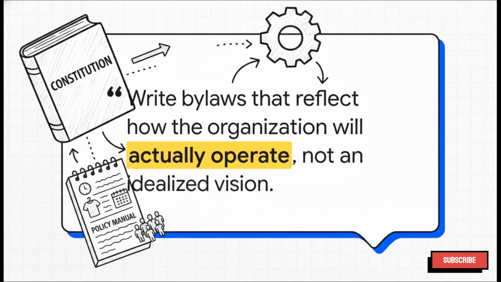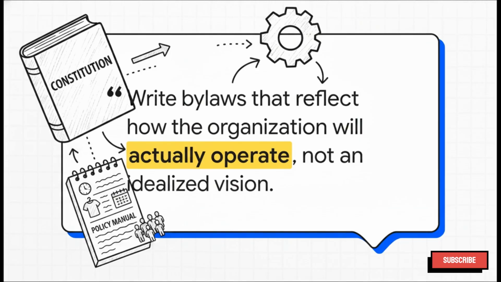I want to highlight this quote because it's absolutely brilliant advice. Write bylaws that reflect how the organization will actually operate, not an idealized vision that proves impractical. Basically, what this means is that you need to keep your everyday operational policies completely out of your bylaws. Please do not put staff vacation days or specific dates for your meetings or uniform policies into this permanent document.